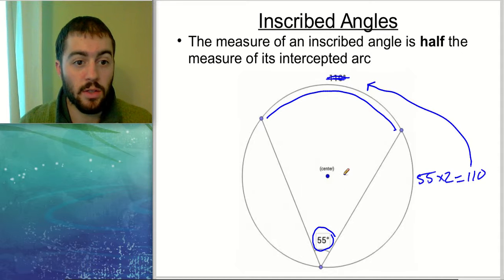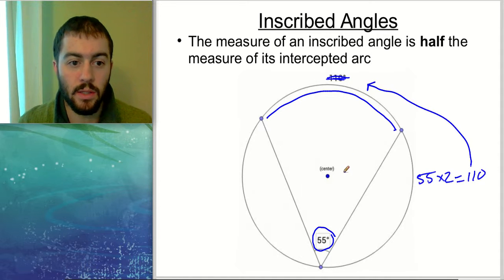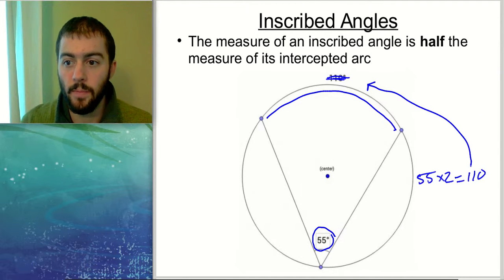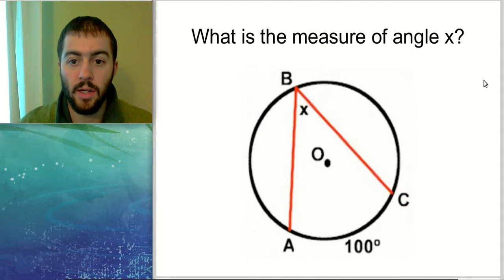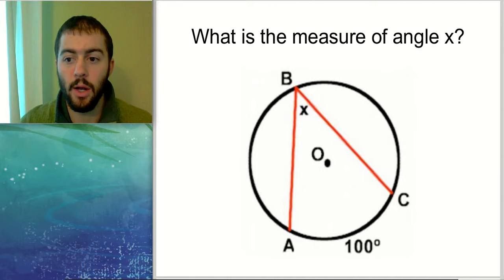The central angles as well, you can go either way. That obviously is a lot simpler, but with the inscribed angles, you can go either way. If you have the arc, cut it in half to get this angle, and if you have the inscribed angle, double it to get the arc. So we can put that into practice here, try and find the measure of angle X if you want to pause the video and find this out on your own.